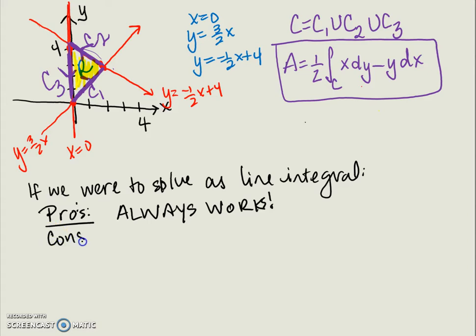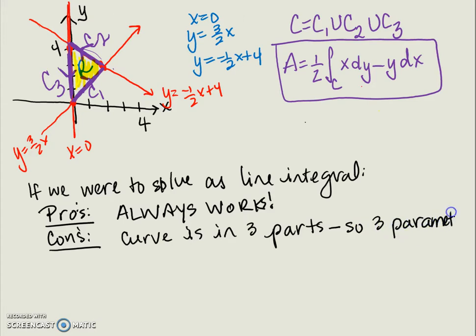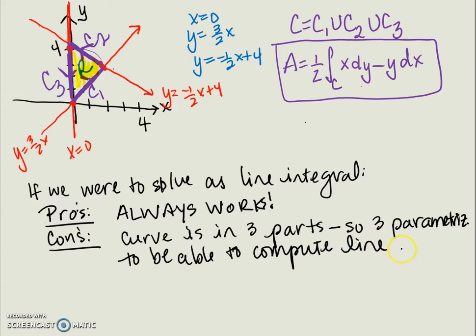In this instance, though, there are some cons, and probably the biggest con is that our curve is in 3 parts. So it's piecewise smooth, and each of those 3 parts are smooth. But I would have to do 3 parameterizations to be able to compute the line integral. And so that's not a lot of fun. It can be done, but if we have alternatives, it's probably not the most efficient.